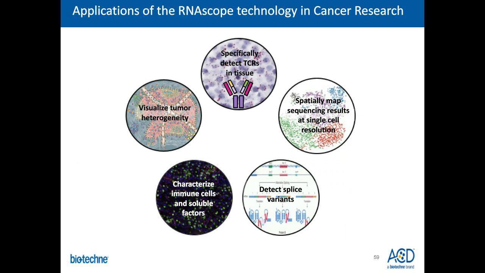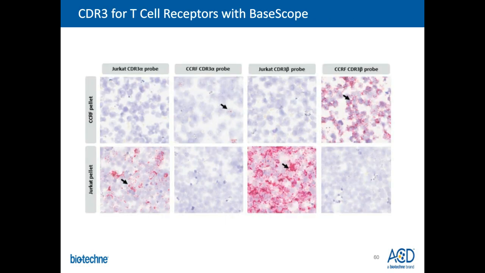Let's talk about the significance of RNA-scope in identifying specific T-cell clones, which is very significant since we are developing more and better engineered T-cell therapies for cancer. In this particular example, we use the BaseScope assay to detect specific CDR3 regions on specific T cells. Here we've compared the CCRF cell line with the Jurkat cell line, and we designed probe specifically either to the Jurkat CDR3 or specifically to the CCRF CDR3.